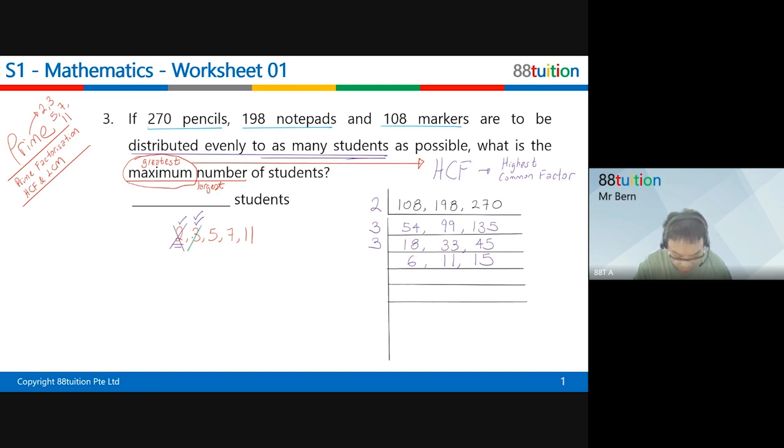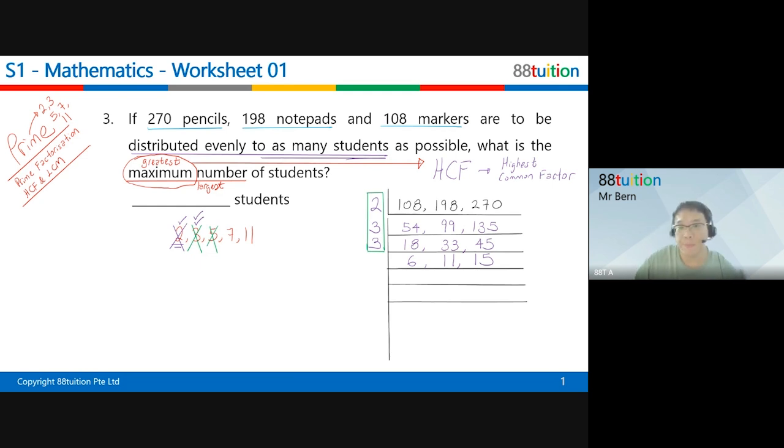Cannot. All right. Can we use 5? 15 can divide by 5, but 11 and 6 cannot. Can we divide by 7? 6 cannot divide by 7. Sure, nothing else already. 7 is more than 6 already. Nothing else. So what you do? You stop here. And this portion is what you call your HCF.